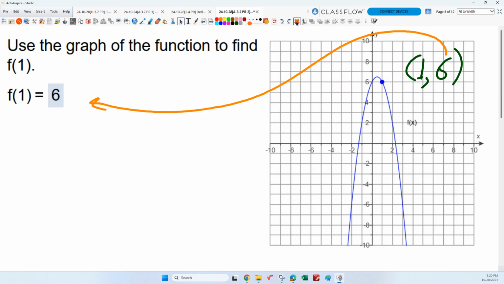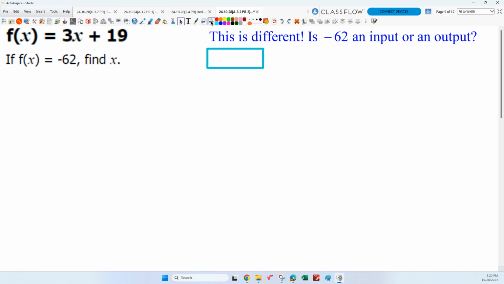Okay, now I'm going to throw a curve at you. This is a little different. I know you've been coasting here for a little while because this has just been a lot of review, but this one's a little different. F of x equals 3x plus 19, and the question says, if f of x equals negative 62, find x. Am I, thumbs up or down, plugging negative 62 into the function for x? No, sir. I'm not. I'm doing something different. What am I doing this time?